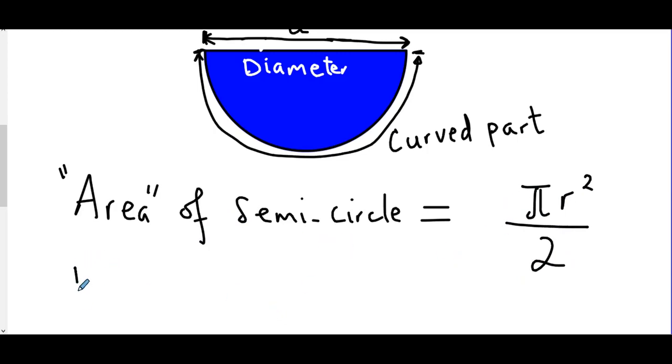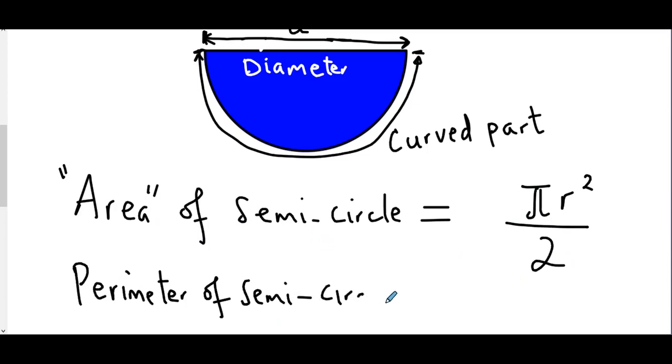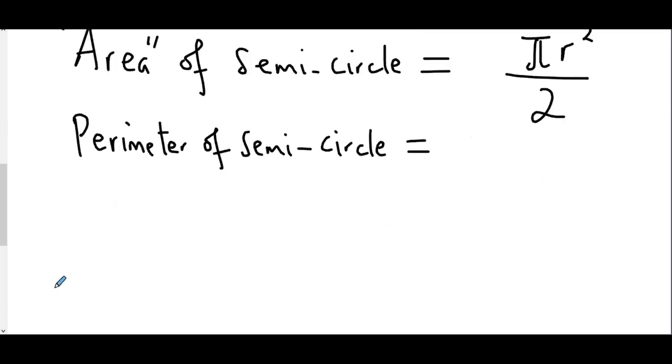How about the perimeter of a semicircle? What does perimeter mean? When I say perimeter, what do you think I mean? By default, how do we calculate the perimeter of any shape?